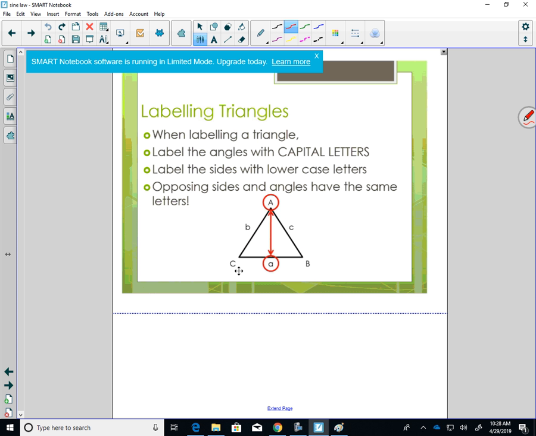Angle C is here. Side C is there. Angle B is there. Side B is there. Does that make sense? Because everything is based on that. Okay, that's sort of a little formula or a little rule.